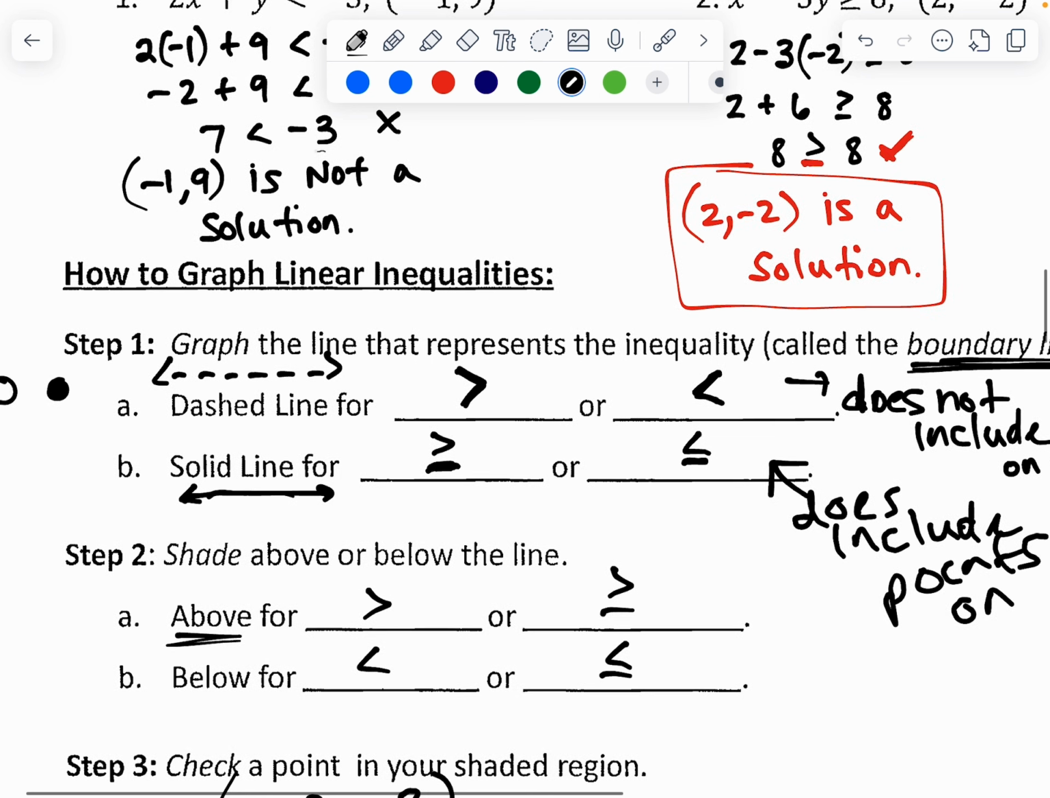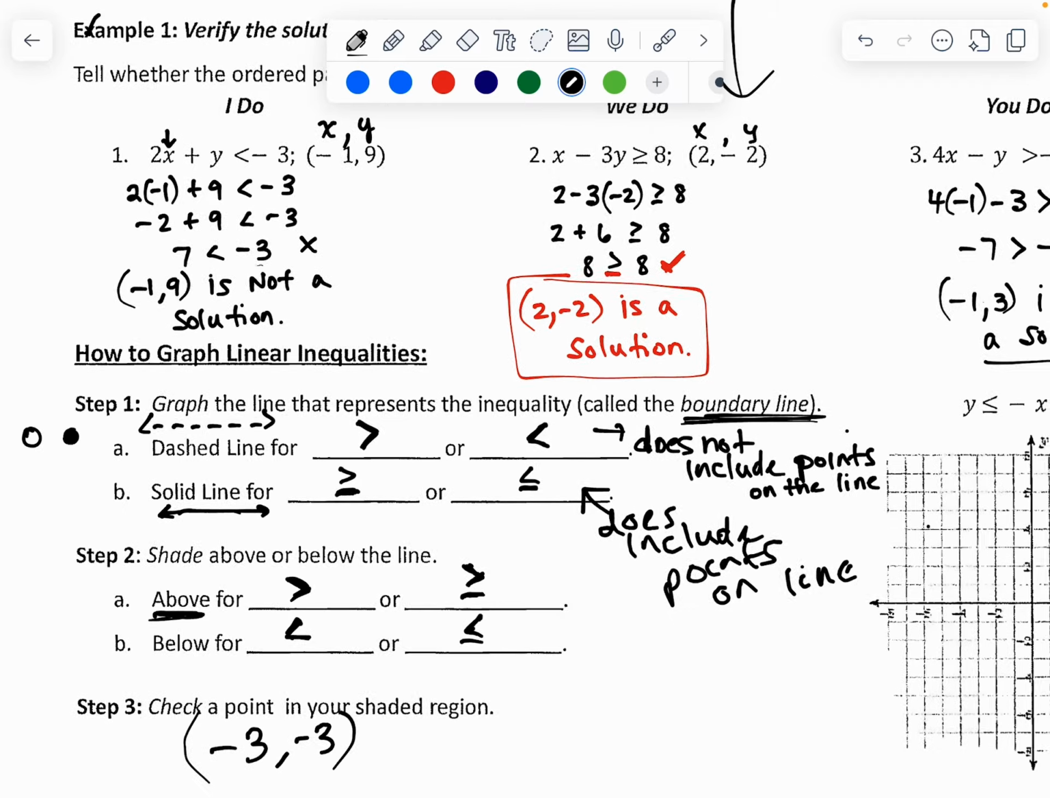All right, now for the shading. If we shade above, that's all the values that are greater than or equal to. Make it make sense. Above means bigger, so those are greater than or equal to. Below means less than, so these are less than or equal to. So when we shade, we are just shading the area that is below the line, or we're shading the area that is above the line, depending on what the inequality says.